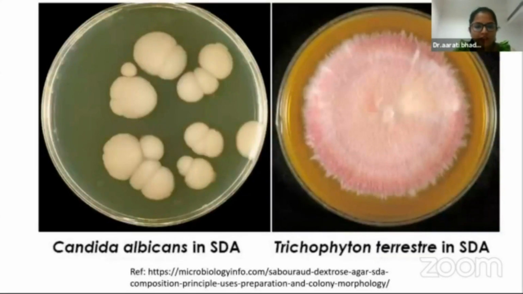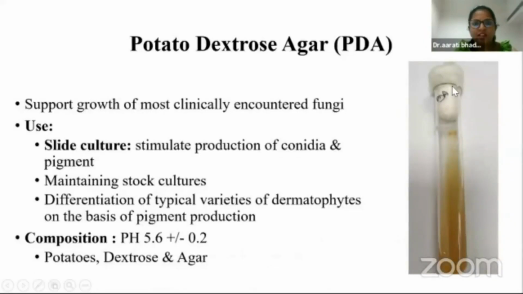Here this is a picture. Here you can see the SDA with yeast colonies, and here Trichophyton terrestre. This is the obverse surface. On the reverse there will be a pigment. Next commonly used media is potato dextrose agar.